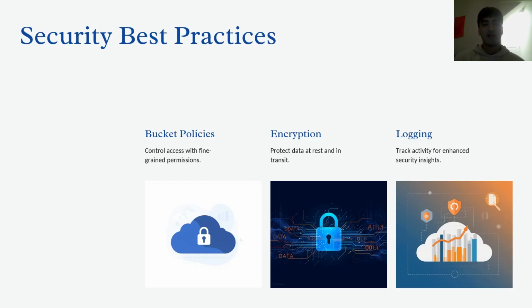Security should always be a top priority. When using S3, the first best practice is using IAM policies and roles to control access. You should follow the principle of least privilege, meaning users only get the permissions they truly need. Second, avoid making buckets public unless it is absolutely necessary. Misconfigured permissions are one of the most common security risks. Third, always enable encryption. Use HTTPS for data in transit and server-side encryption for data at rest. By following these practices, you can protect sensitive information and prevent unauthorized access.